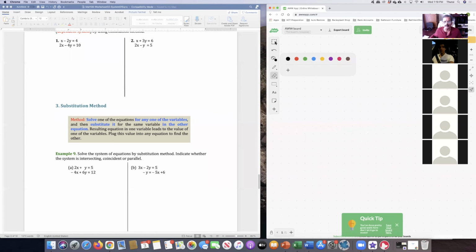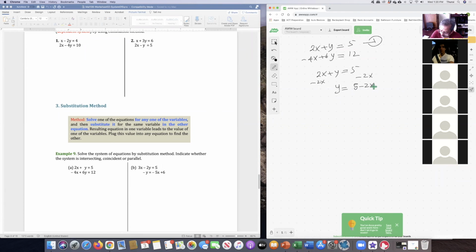To do this, let's copy the problem. 2x plus y equal to 5. Minus 4x plus 6y equal to 12. And I'm going to take that first equation, 2x plus y equal to 5, and solve for y. Solve for y means you isolate y by itself and have an expression on the right side. So I subtract 2x from both sides, then I get y equal to 5 minus 2x, or minus 2x plus 5. I don't care how you write it.